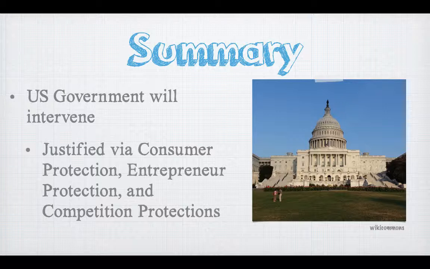And again, hopefully you can look at those and move forward. Up next, we'll talk about providing public goods and the redistribution of income.